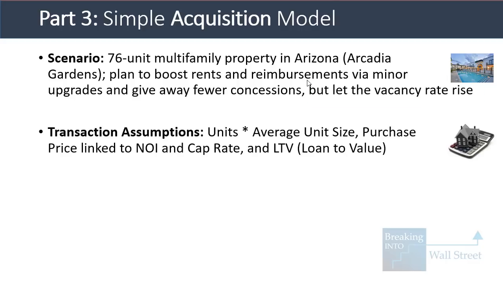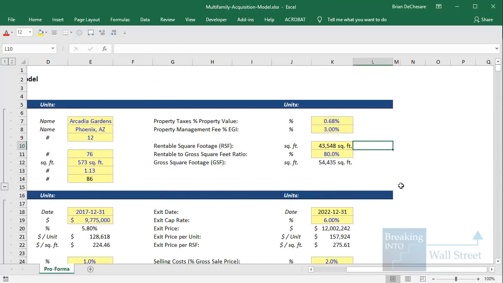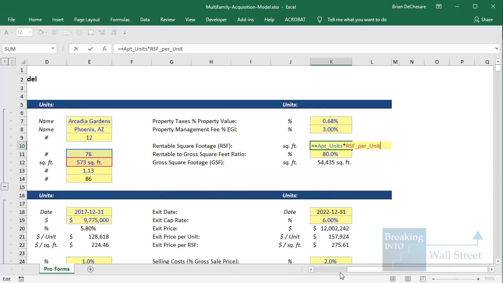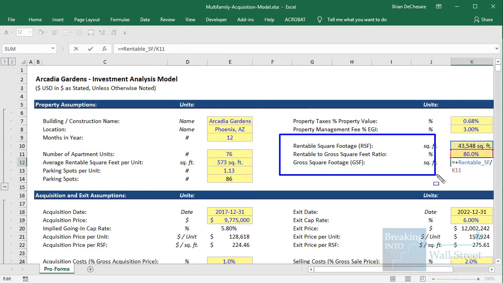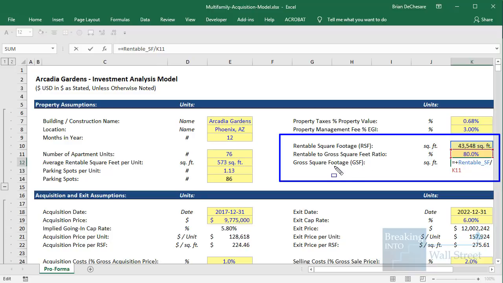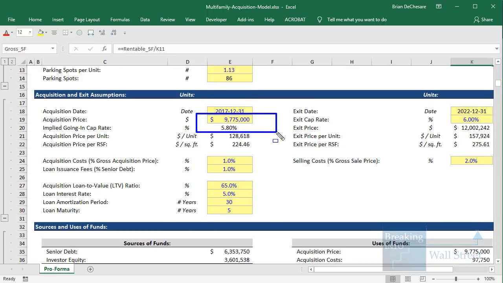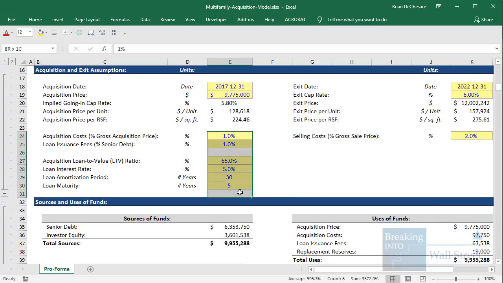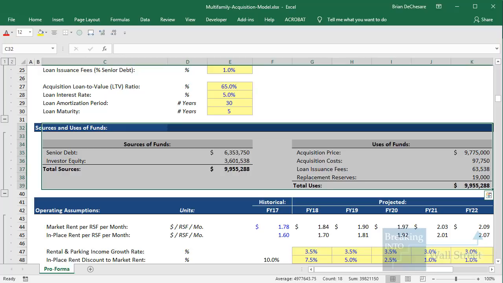So in step 1 here, we have to set up our transaction assumptions. And in this model, you can see how this works. We determine the rentable square feet in the property by taking our number of apartment units and multiplying by the average rentable square feet per unit. And then we get the total gross square feet in the property by applying a rentable to gross square feet ratio. We also make an assumption for the purchase price around $10 million US, which is based on a cap rate. We make some assumptions for the loan to value ratio, how much debt we're using, and we set up a sources and uses of funds schedule here as well.